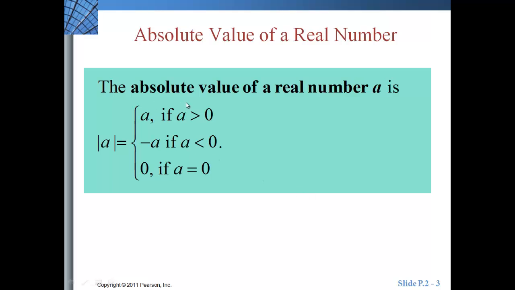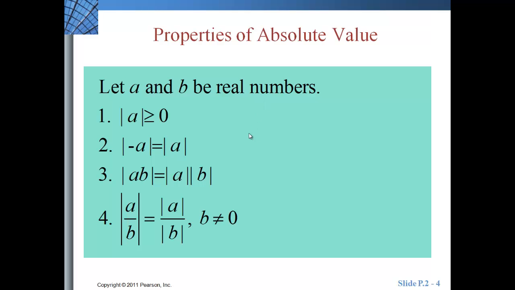If you know about absolute value, the definition is the distance a number is from 0 on a number line. So if A is positive, the absolute value of A is just that number. So absolute value of 3 is 3. If A is a negative number, for example, negative 3, absolute value of negative 3 is positive 3. You take the opposite of it. And if it's 0, it's 0.